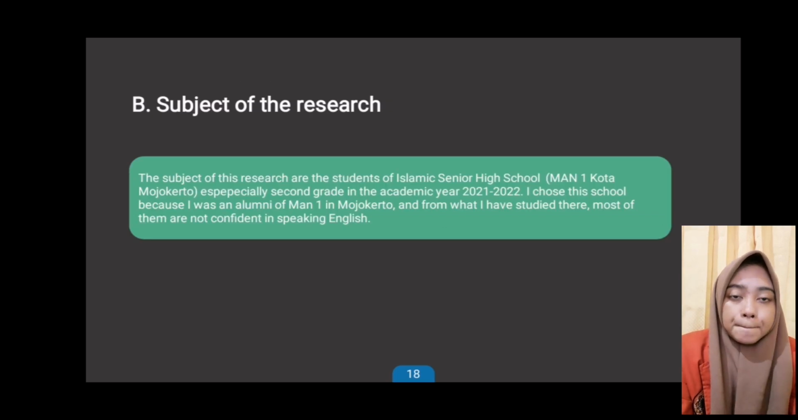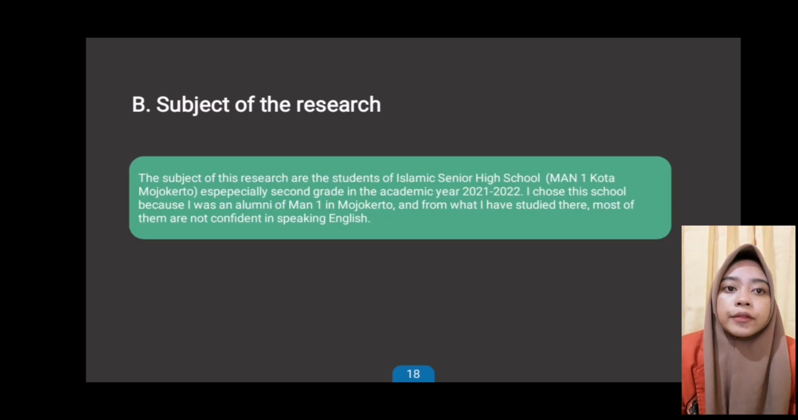The next point B, subject of the research. The subject of the research are the students of Islamic Senior High School 1 Mojokerto, especially second grade in the academic year 2021 until 2022. I chose this school because I was an alumnus of it, and from what I have studied there, most of them are not confident in speaking English.